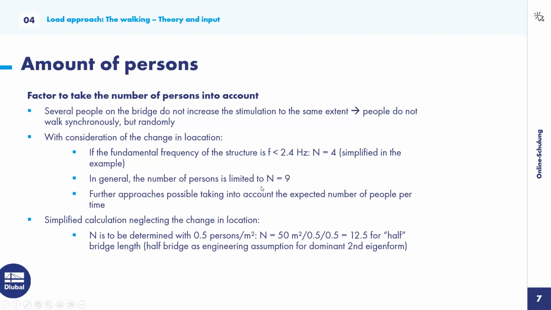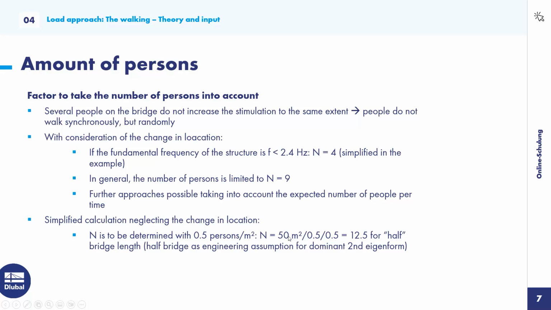Generally, the number of persons is limited to 9 persons. And the main thing I read about is that this value is estimated by what is expected to happen. So if you expect a bridge in a rural area, you can go with quite fewer persons than if you compare a bridge in New York or something. So that's something you just have to take into account here. And there's also a simplification if you neglect the change in location, so if you have just one load on a location, but that's quite hard, I would say.